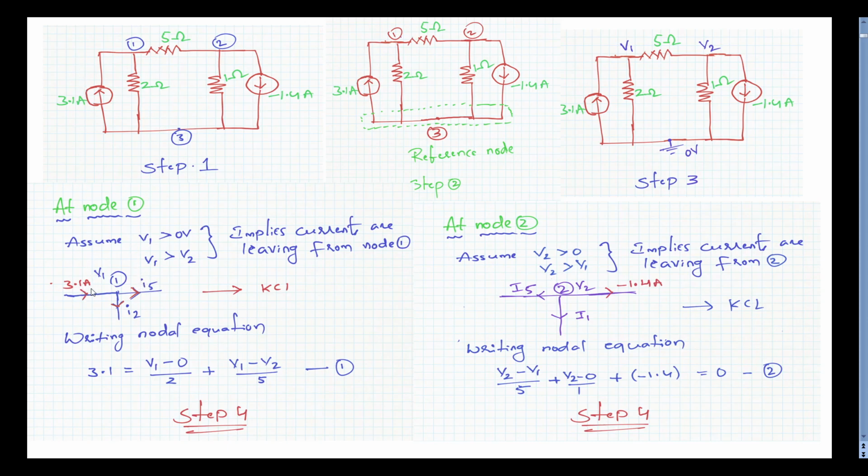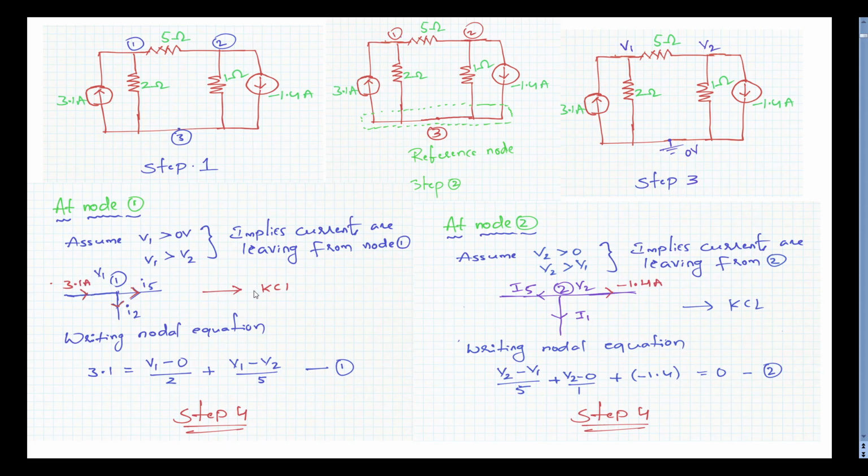Now, what is the 3.1 amps? It is flowing into the node. You cannot change the direction of the source current. You keep it as it is.